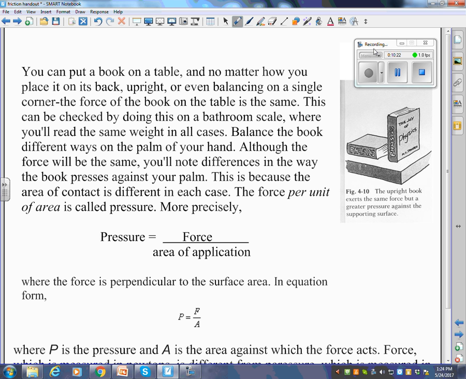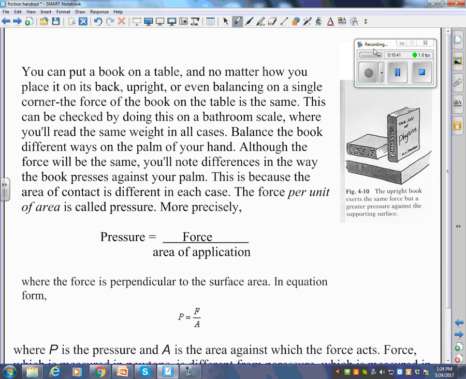Okay, so the force of the book on the table is the same. This can be checked by doing so on a bathroom scale, where it'll read the same weight in all cases. Balance the book different ways in the palm of your hand. Although the force will be the same, you will notice differences in the way the book presses against your palm. This is because the area of contact is different in each case.